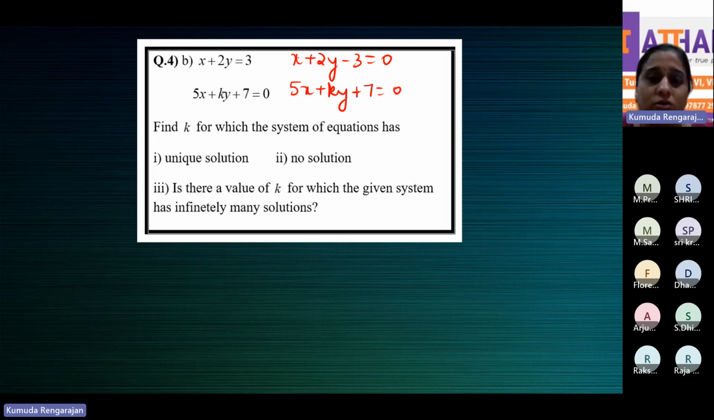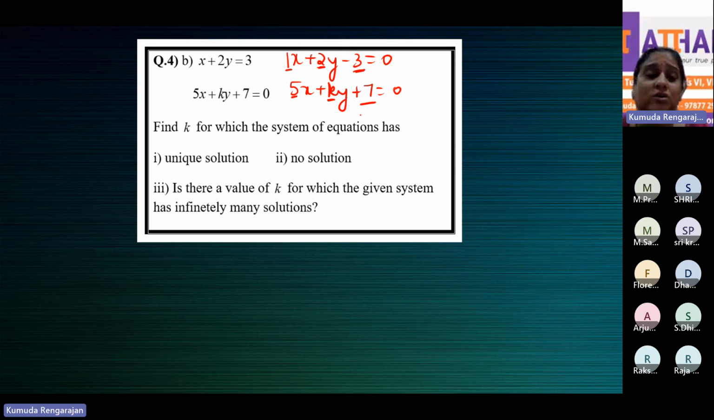Yeah. So the coefficient of x, that is a1, is 1, a2 is 5, b1 is 2, b2 is k, which is not known, c1 is minus 3, c2 is 7. Now find k for which the system of equations has a unique solution, no solution? And is there a value of k for which the given system has infinitely many solutions? So we have to answer these three questions.